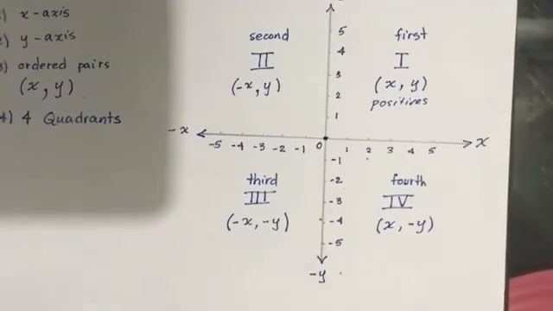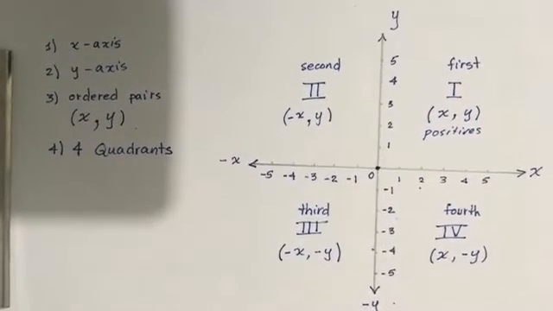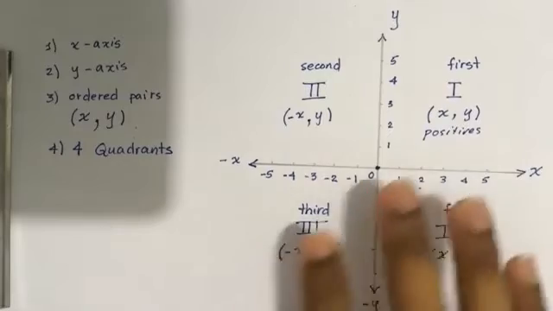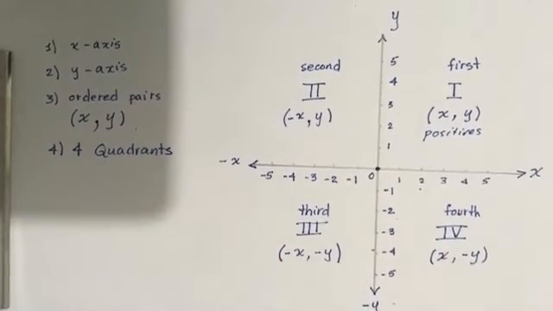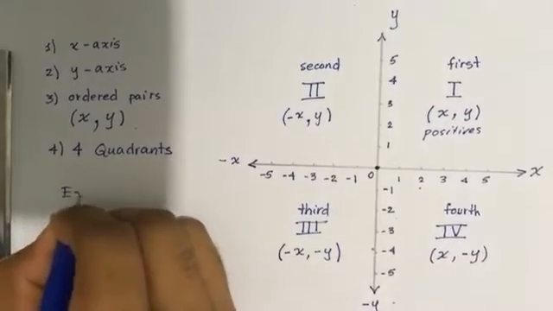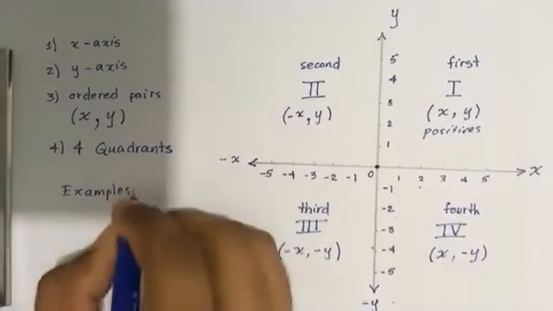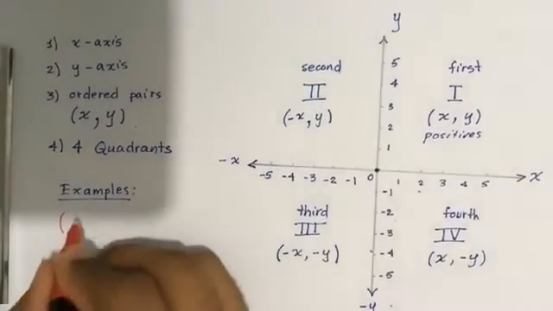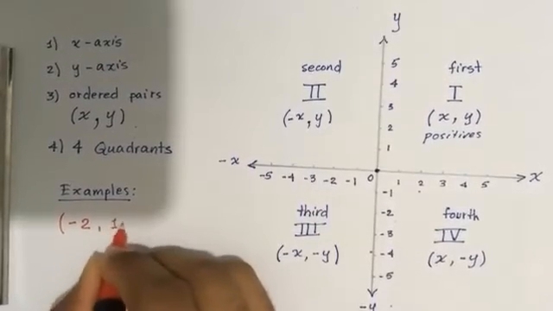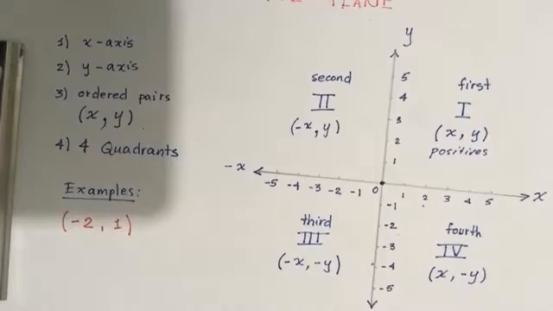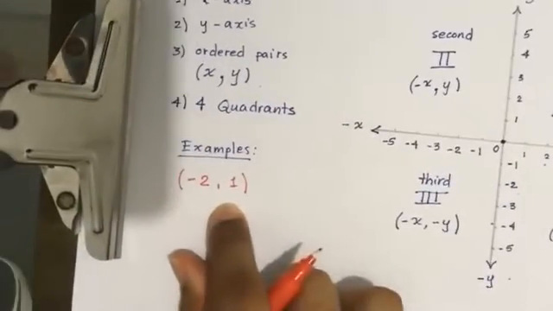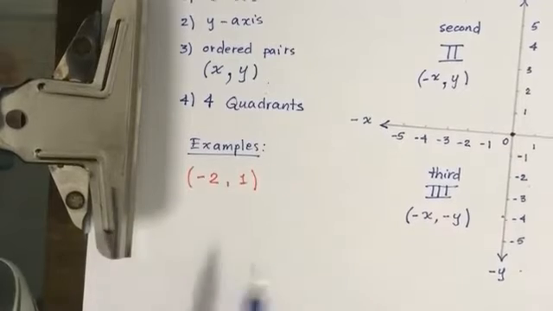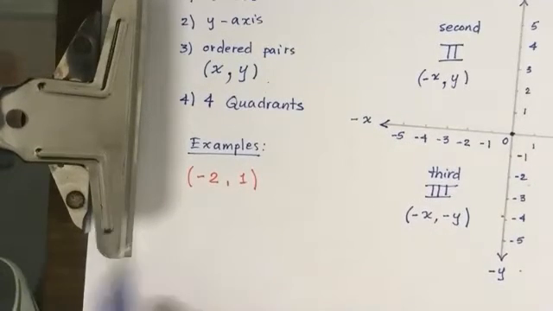Okay, this is just a definition, an introduction to the coordinate plane. But now that you can see clearly all the names and all the features of the quadrants, we can plot points. For example, let's see some examples of plotting points. The first example is negative 2, 1. If I place this first point, what represents negative 2 and what represents 1 for you?